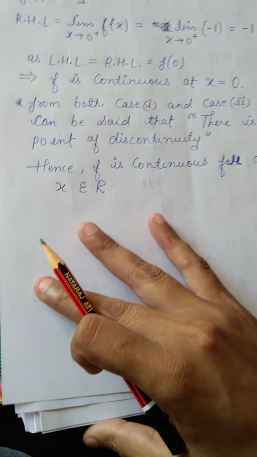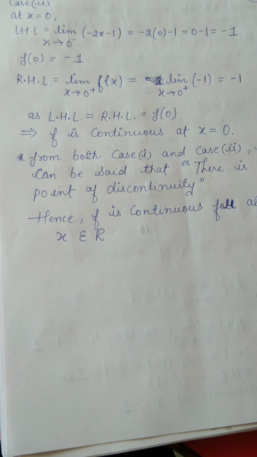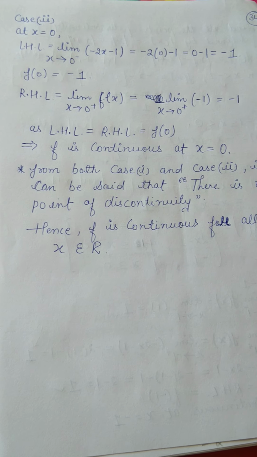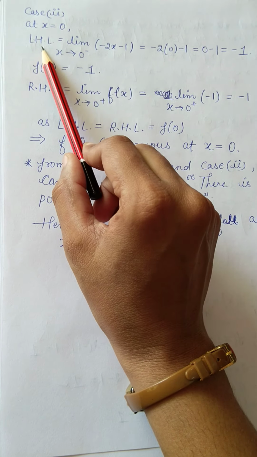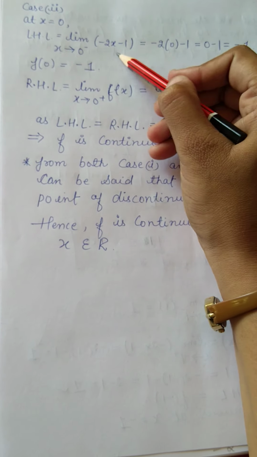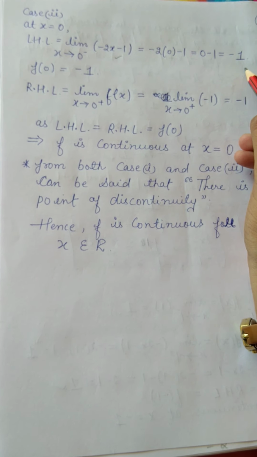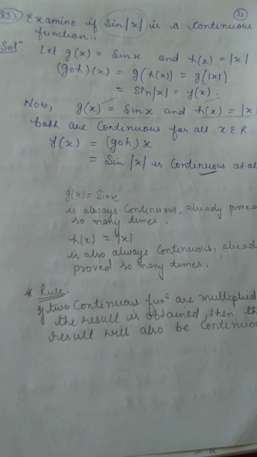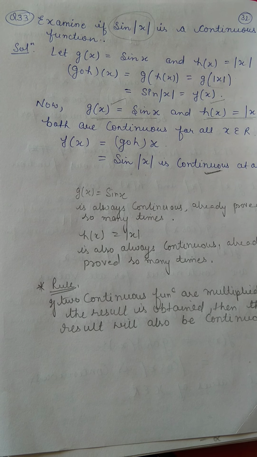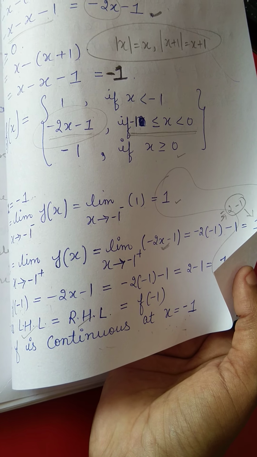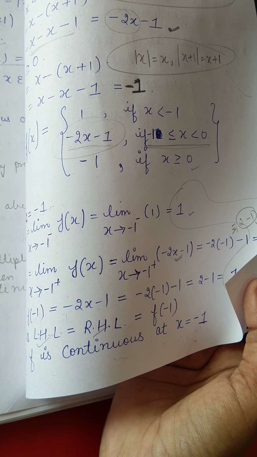In the next case of this question बच्चे, case 2 at x is equal to 0. Now we will check it at x is equal to 0. Here your LHL is equal to limit of x tends to 0 negative. This function we will choose, and when we put the values we will get minus 1. F of 0 is minus 1 already as given in the question. You can check when your x value is equal to 0, your function value is defined as minus 1. See, when x is greater than or equal to 0, function is defined as minus 1.